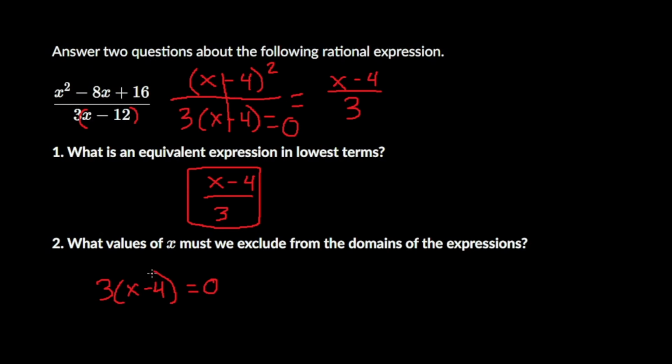Well, the first thing that pops into my head is 4, right? Because 4 minus 4 is 0, and anything times 0 is 0. And it looks like that is indeed the only one. X equals 4 will make our denominator 0, and therefore it's undefined. Not very good. Alrighty, let's go ahead and do one more problem.